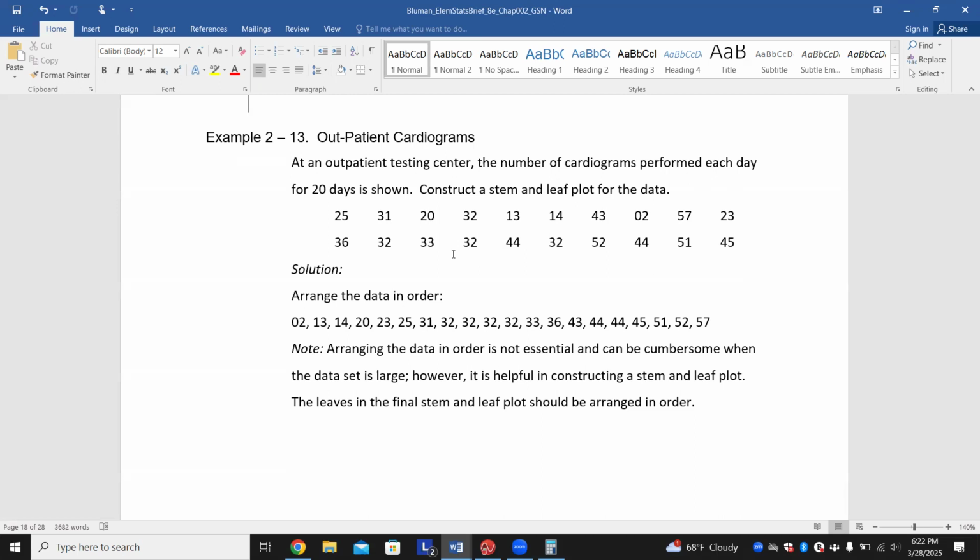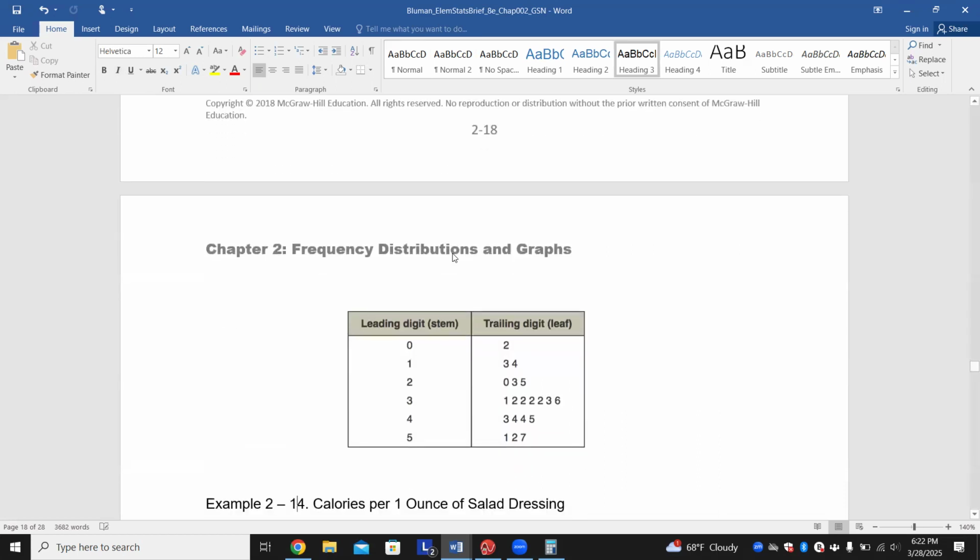All right, 25, so I'll put a 5. So I'll show you what that means. I know here they already have the numbers for you, but again, I would identify that 0 to 5 was my stem. So again, I would have written 0, 1, 2, 3, 4, 5. And then as I went through this, again, not least to greatest, I would have said, all right, 25. So I'd have put a 2 and a 5.